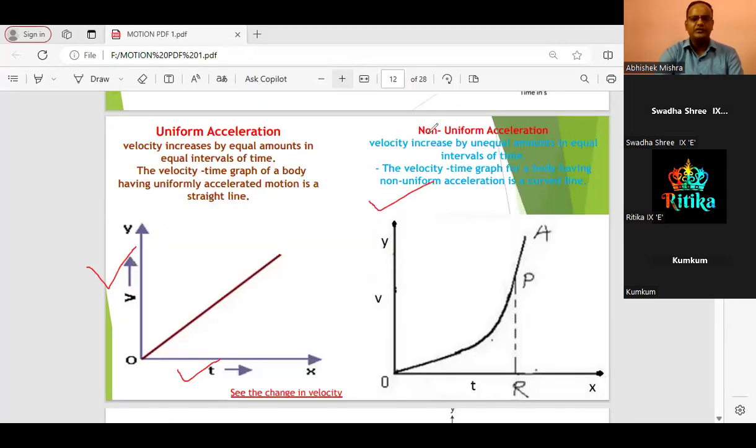I repeat once again, the uniform acceleration and the non-uniform acceleration. You can see, students, on one axis we have plotted the velocity and on the other axis we have plotted the time. So when the velocity increases by an equal amount in equal intervals of time, the graph obtained is a straight line. And if it is a non-uniform acceleration, then definitely it is a curved line. That means the body is covering unequal distance in equal intervals of time. Remember, the time interval is equal, but the distance covered is unequal.